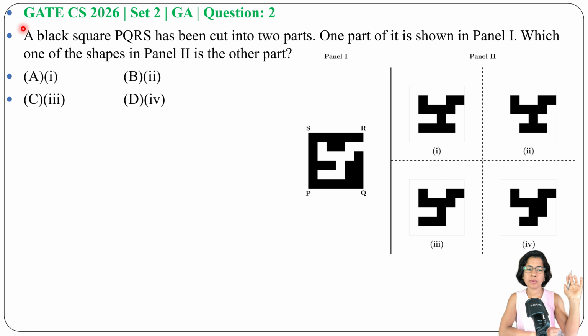Hey students, let's solve one previous question of general aptitude. This question was asked in GATE CS 2026 set 2 GA question number 2.